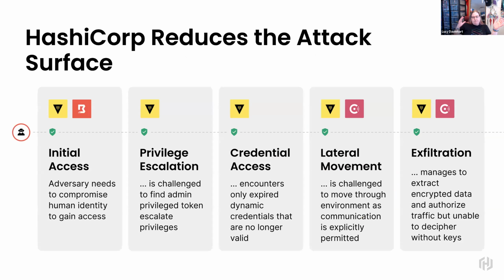And so taking a step back, it becomes clear how Boundary, Vault, and Consul enable organizations to reduce the attack surface through incorporating zero trust security. At each step along an attacker's path, they'll encounter layered defense in depth to make the completion of their objectives as difficult as possible.